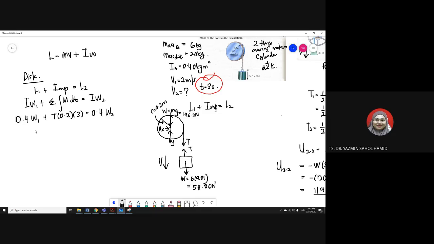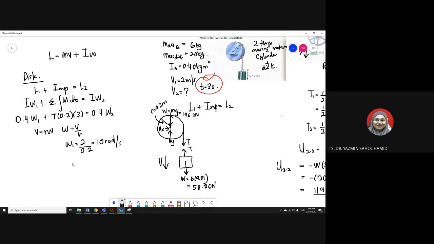Remember formula V equals to R omega. Do you think you can find omega? Yes or no? Can. Okay. So what is omega? Omega will be V divided by R. Okay. So what is omega 1? Omega 1 will be V. What is our V1? 2. So our R is 0.2. Okay, 2 divided by 0.2 berapa? 10 kan? Yes. Okay, 10 radian per second. So that is our omega 1.